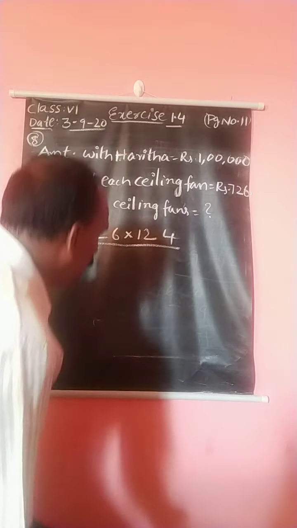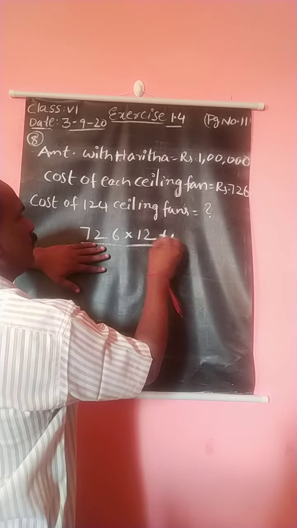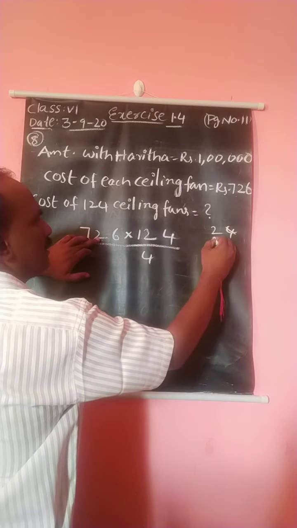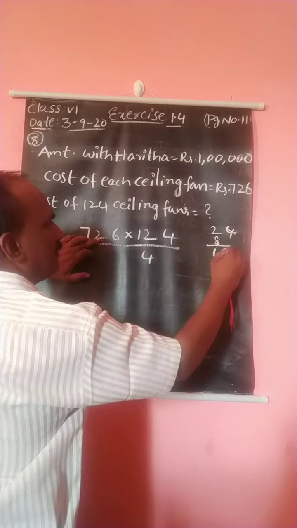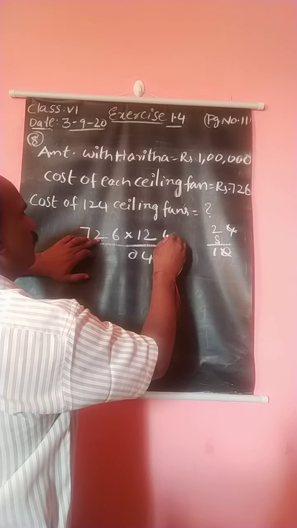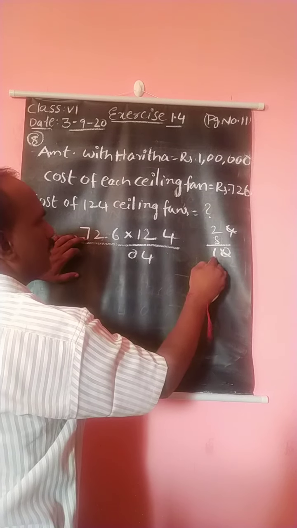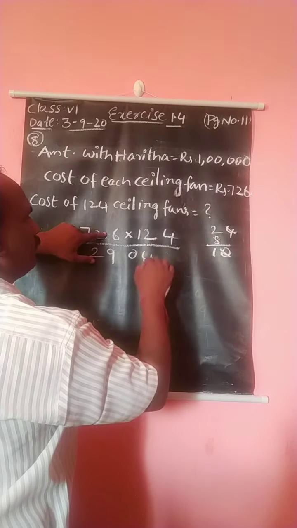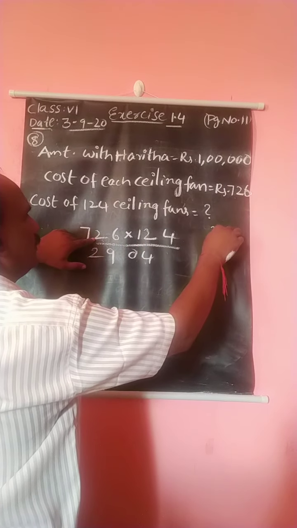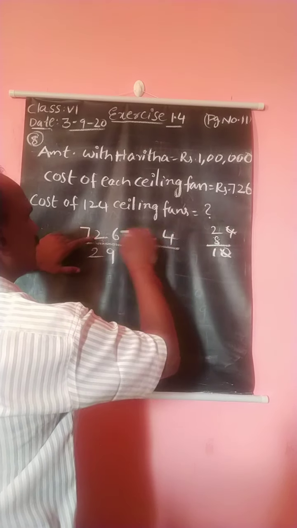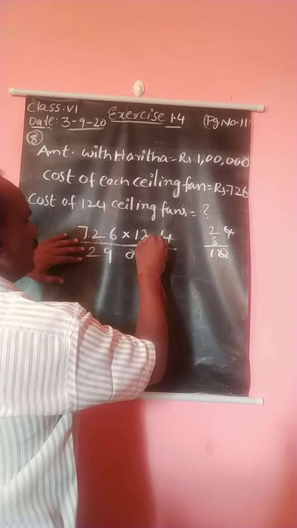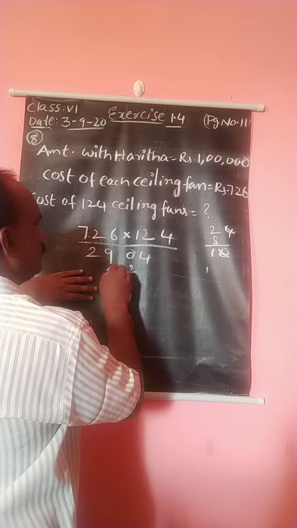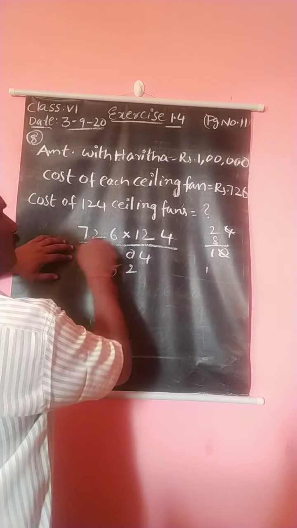See children, how you want to multiply? 4 with 4 first. 4 6s are 24, write 4. 4 2s are 8 plus 2, 10, write 0. 4 7s are 28 plus 1, 29. Again, 2 6s are 12. 2 2s are 4 plus 1, 5. 2 7s are 14.